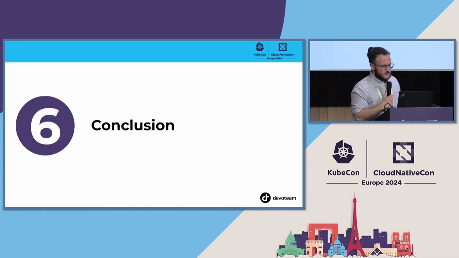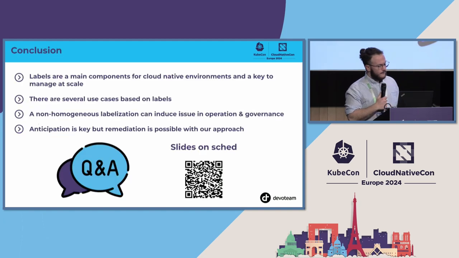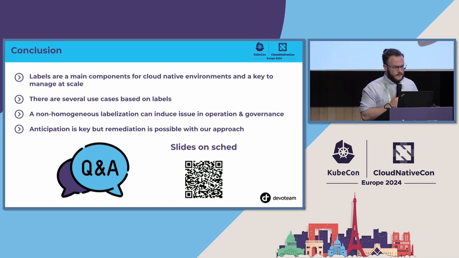So to conclude this presentation, we have presented that labels are one of our main components for cloud native environments and a key to managing resources at scale. There are several use cases for labels, as you may have seen in any of the talks in these four days. A non-homogeneous labelization can induce issues in operations and governance, and anticipation is key, but remediation is possible with our approach. So thank you. If you have any questions, we'd be glad to answer.